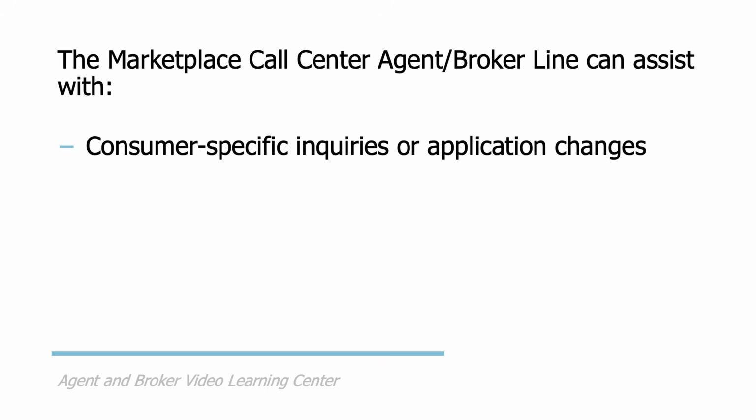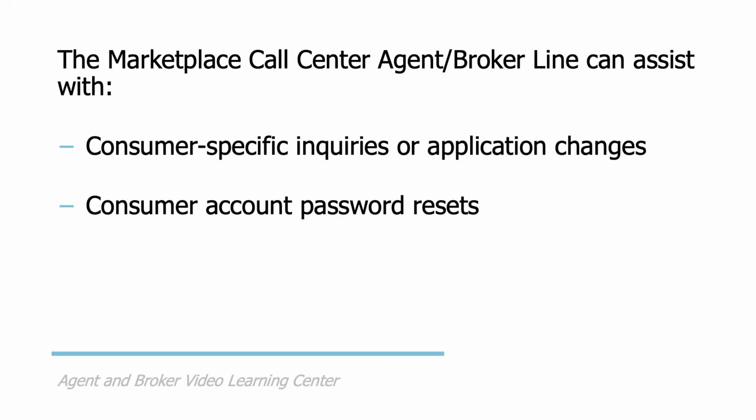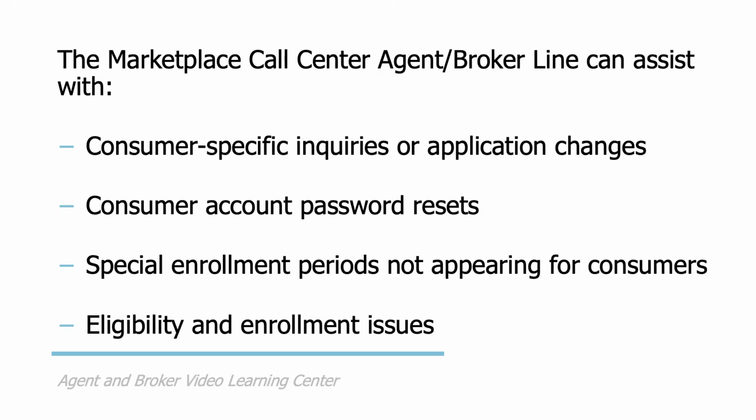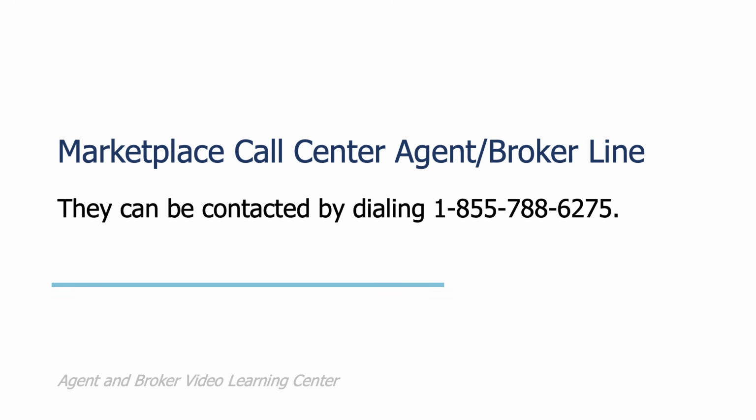The Marketplace Call Center can assist you with consumer-specific inquiries or application changes. You should have the consumer on the line for assistance with healthcare.gov consumer account password resets, special enrollment periods not appearing for consumers, and eligibility and enrollment issues. The Marketplace Call Center can be reached by dialing 1-855-788-6275. You will be asked for your national producer number to access this line.